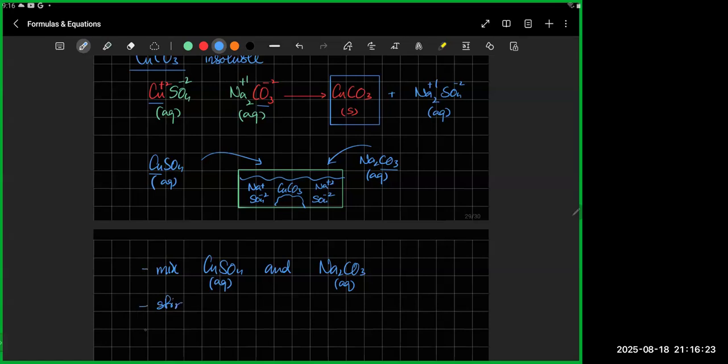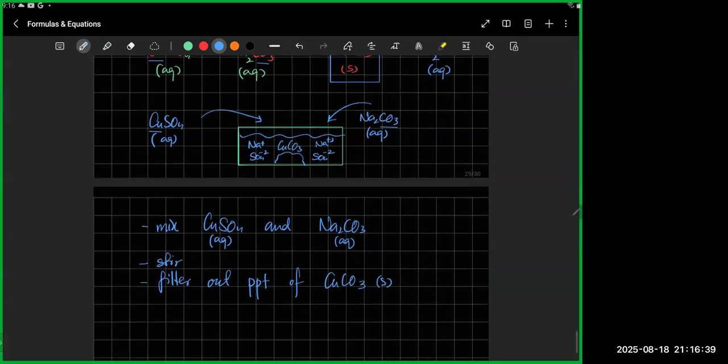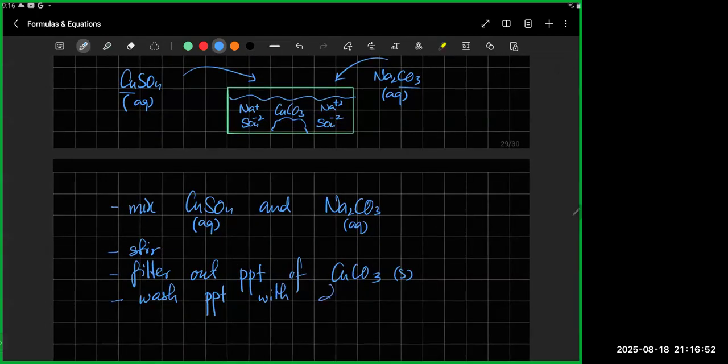Stir. There's no need for stirring, but let's write stir. Filter out the precipitate of copper carbonate that's formed. And what's next? You wash the precipitate with distilled water. And then you filter, and dry the residue. Is this clear? Yes, sir. Let's mix and stir.